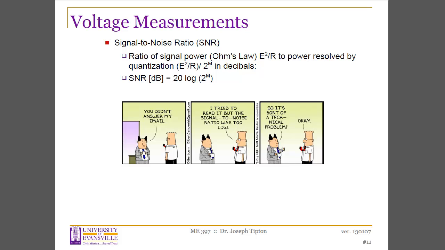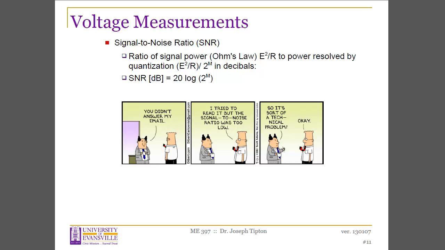You should be aware that in the literature, the spec sheets that come with a lot of devices, they'll speak in terms of signal-to-noise ratio, which is another way to express quantization error. It's the ratio of the signal power, E squared over R, to the power resolved by quantization. So that's E squared over R divided by 2 to the M, and it's given in decibels. So the signal-to-noise ratio in decibels would be represented as 20 times the log of 2 raised to the M power.